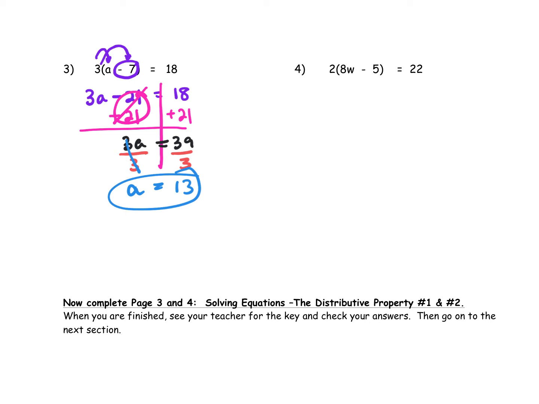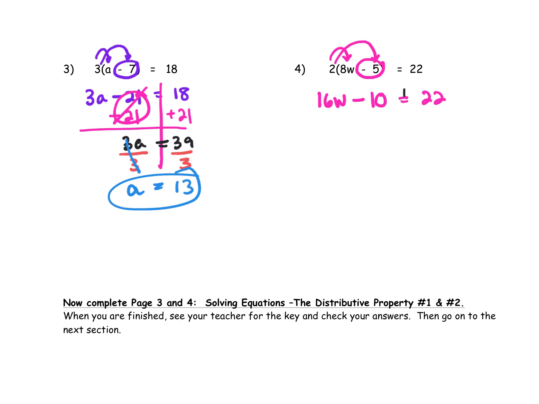So we're now going to move on to our last example. We have 2 times 8w using the distributive property, but this 2 also multiplies the other number inside the parentheses, which happens to be a negative or minus 5. So 2 times 8w would be 16w. 2 times negative 5 would be negative 10. In this case, we're going to use negative 10 as minus 10. And then we just drop down 22 on the other side.